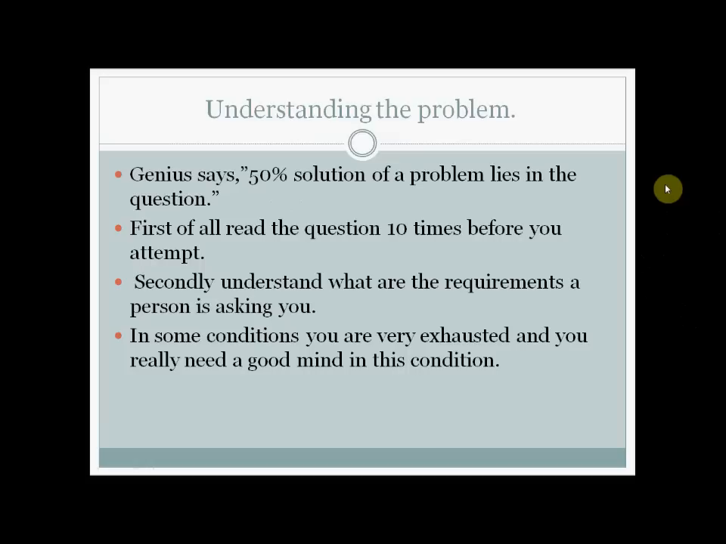In some conditions you are very exhausted and you really need a good mind. In this condition, it is better to clear your mind, take a deep breath, and then start solving the problem.